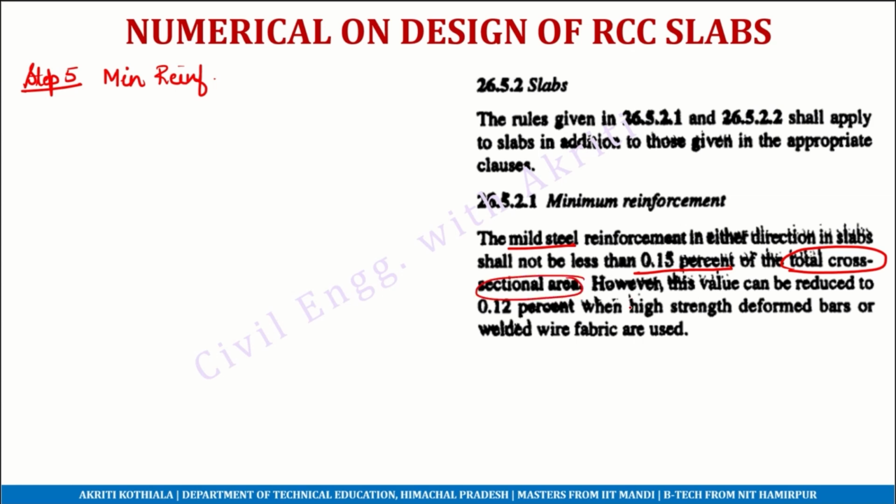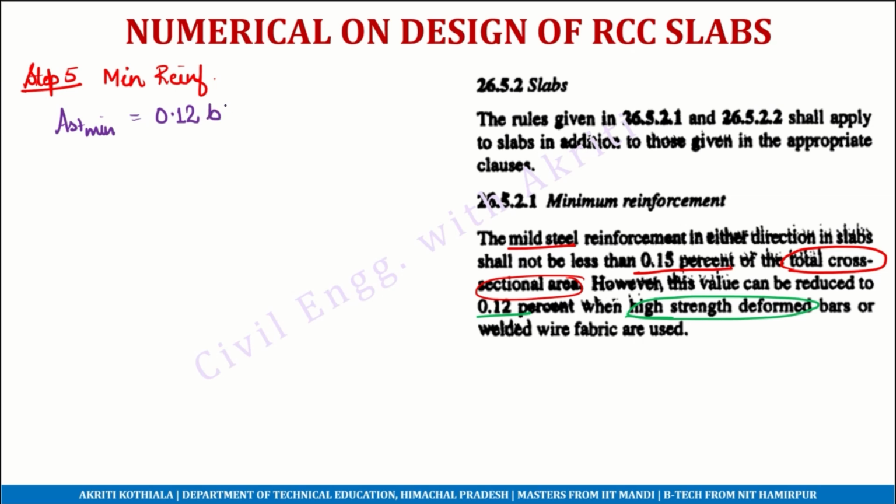Because we are not using mild steel, let's continue reading. However, this value can be reduced to 0.12% when high-strength deformed bars or welded wire fabrics are used. Because we are using Fe415, that is an HYSD bar, this part of the clause will be applicable to us. So I can simply write that Ast minimum is equal to 0.12% of the total cross-sectional area.